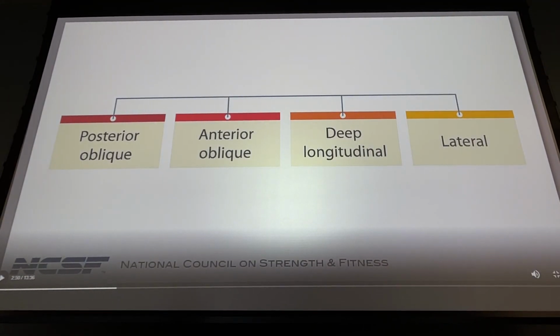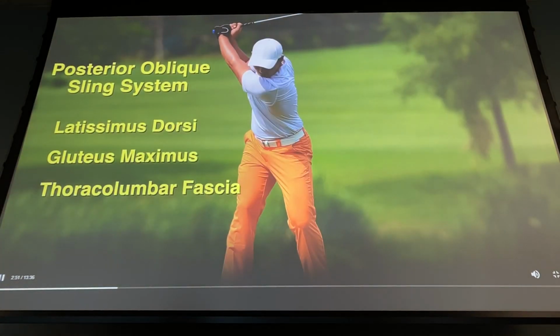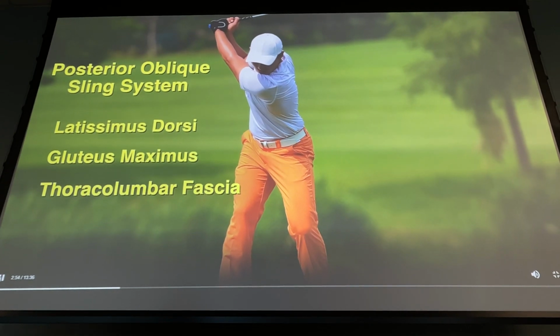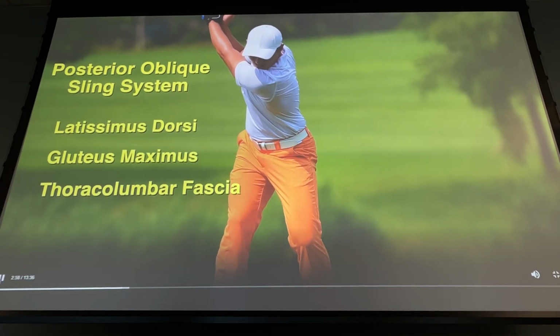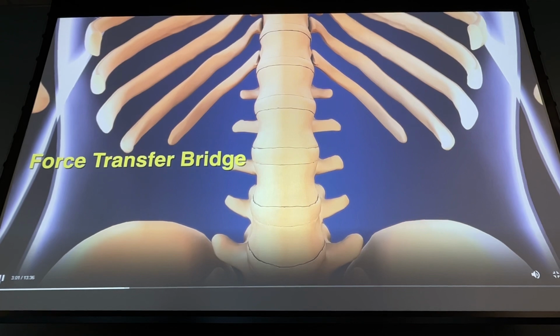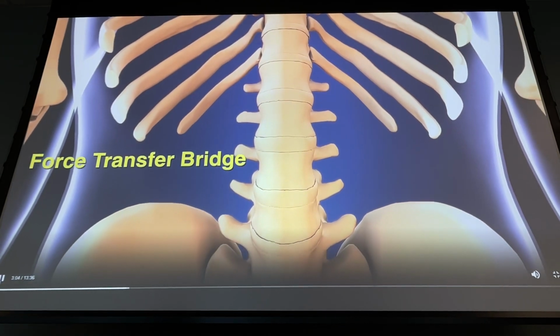What might be a deep longitudinal muscle? Muscle runs down my spine. So the erectors, the spinal muscles on the posterior side of the back. The posterior oblique system includes the latissimus dorsi, gluteus maximus, and thoracolumbar fascia. And you'll want to definitely know the muscles involved in each system, so just take that into consideration. The lumbar fascia works with central stabilizers to form a force transfer bridge between the lumbar spine and pelvic girdle.